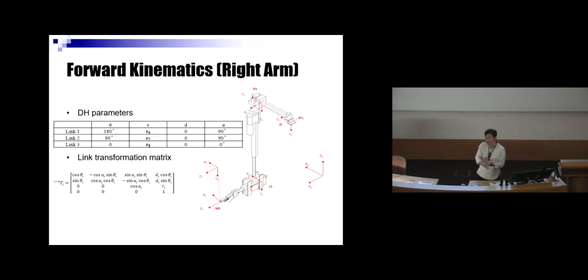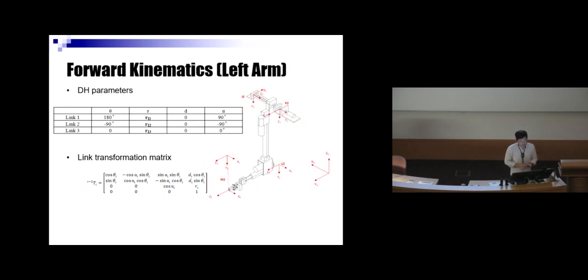You have to label the link, followed by labeling the joint, and after that you assign the frame. You assign the right-hand coordinate frame onto the link, onto the system, and then you derive your DH parameters. After that you form the link transformation matrix.